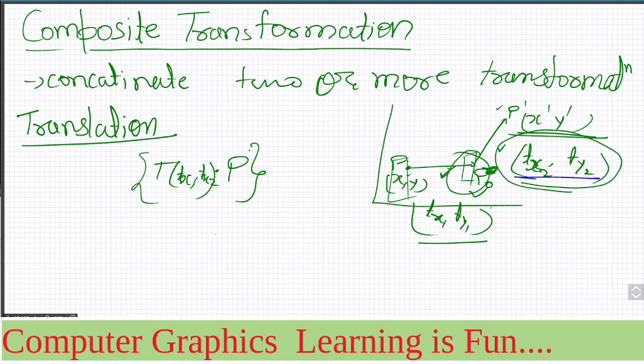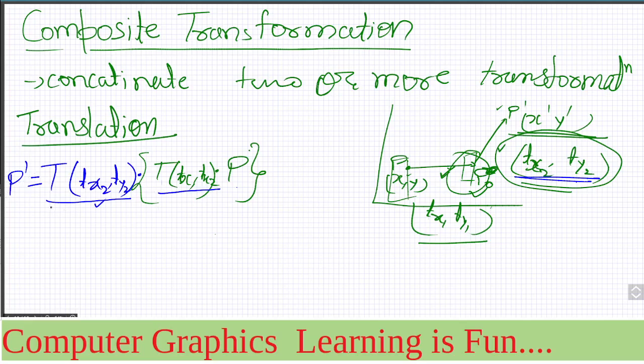Let me write it like this: tx2, ty2. This translation matrix is multiplied by P, and whatever the result is, you will multiply by the new translation matrix. That is what we do. If you do such a thing, you will get your required P dash. No problem.